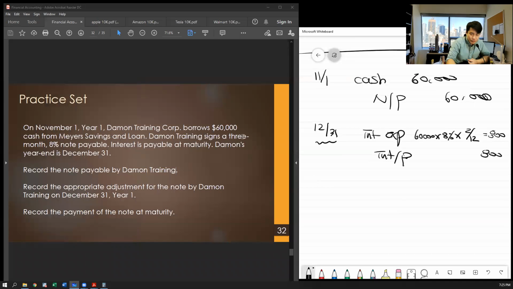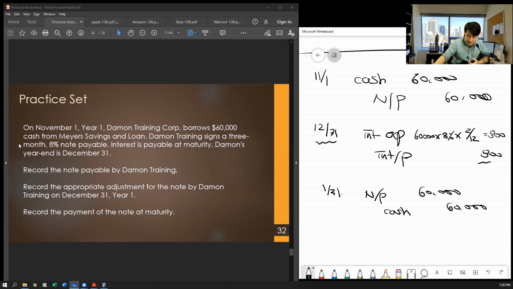So that was a 3 months note. January 31st. On January 31st, the company will pay back, right? So you're going to debit notes payable of 60,000. You're going to pay back the principal amount, 60,000, and you have some interest, right?